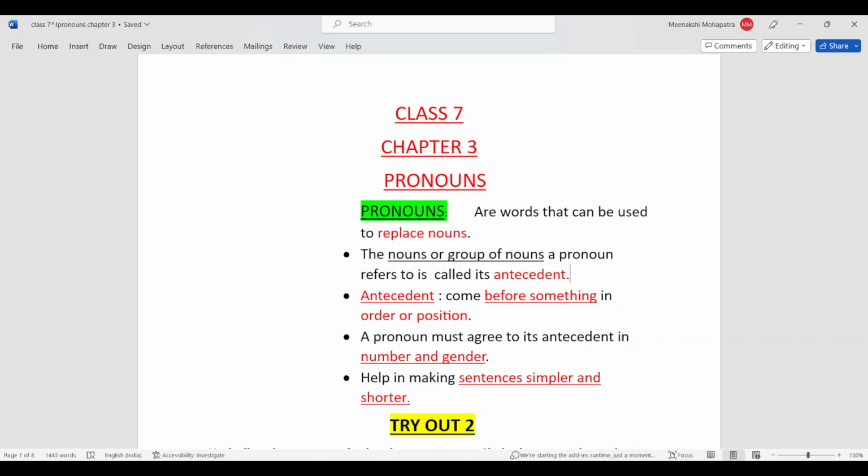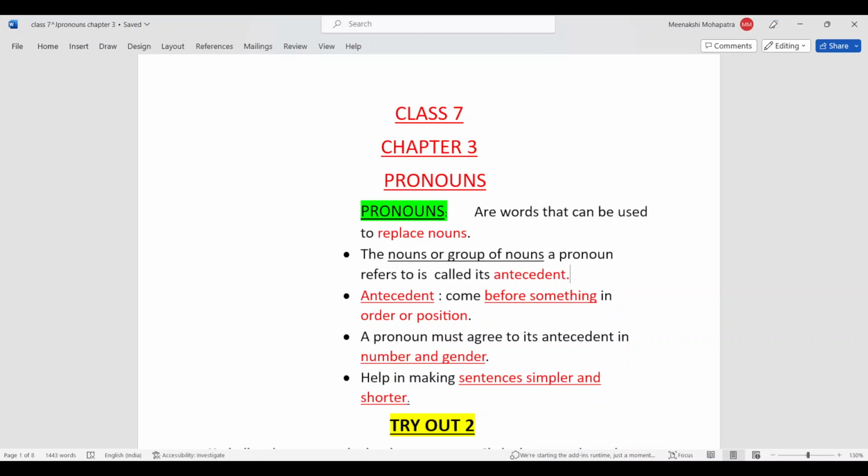Now, the noun or group of nouns a pronoun refers to is called its antecedent. Now, children, what do you understand by antecedent? Antecedent is something which comes before something in order or position. A pronoun must agree with its antecedent in number and gender. Number means singular or plural, and gender means masculine or feminine.